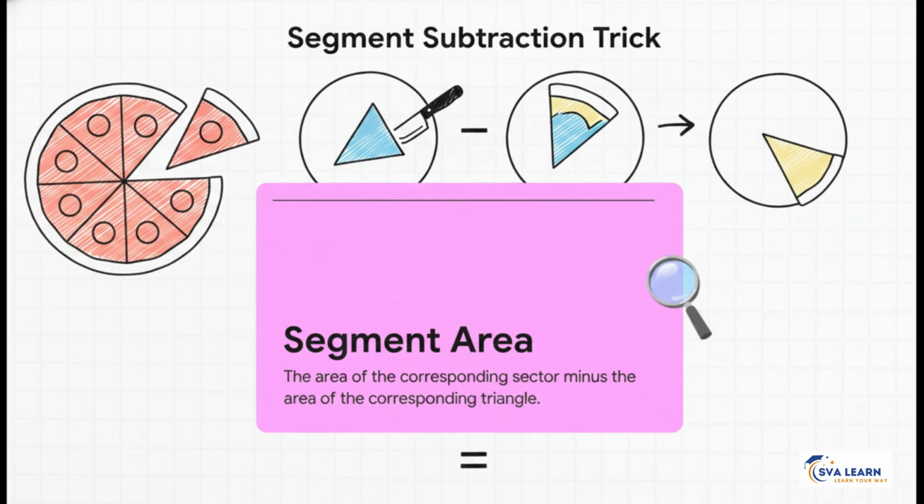So sectors are easy. But what about segments? Remember that cookie edge cut by a straight chord? To find the area of a segment, we use an incredible visualization technique I like to call the segment subtraction trick. Imagine taking the whole pizza slice, the entire sector, and then literally taking a knife and chopping away the triangle piece that sits closest to the center. What's left behind? The segment. So the area of a segment is just the area of the sector minus the area of the triangle.